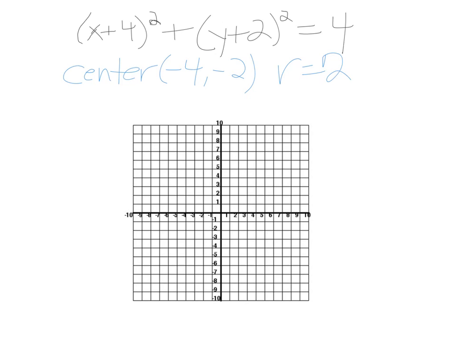And then finally, to graph it, the center is at -4, -2, so right there. And from the center, I need to count 2 in every direction. So up, down, left, sorry, it's sticky, and right. And circle. Those are tricky. Let's try another one.